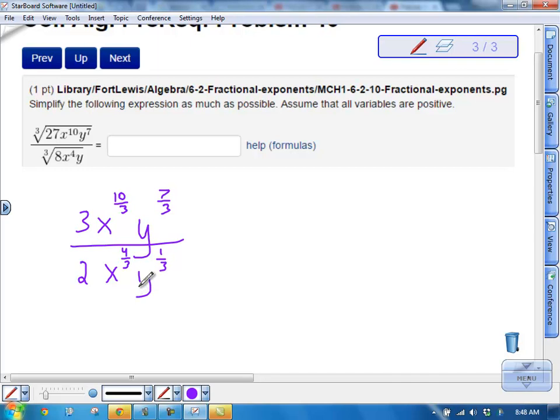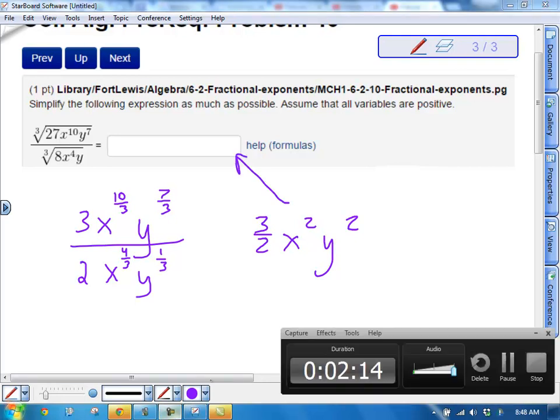All right, I can simplify this from here. Obviously, 3/2 stays out front. I can then do x to the 10/3 minus 4/3, and that gives me 6/3. So it's going to be x to the 6/3, which is really x squared. And then the next one, y to the 7/3 minus 1/3 gives me 6/3 as well, which is really just 2. So it's really y squared. So this goes right there.